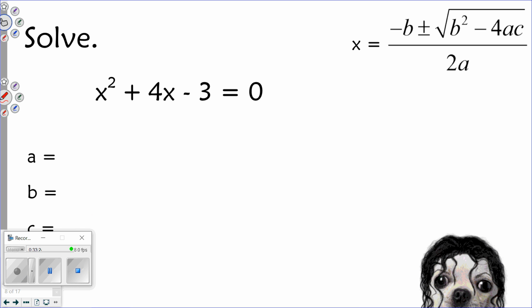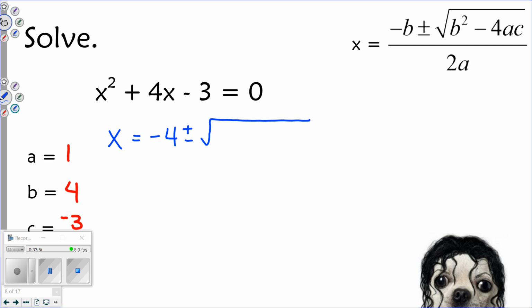All right, here we go, guys. So this problem, first thing, do I have to move anything? No. So what's my A? B? C? All right, so we're going to go ahead and plug it in the formula. So x equals negative B, negative 4.